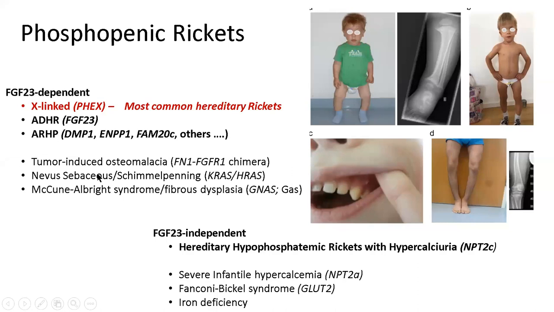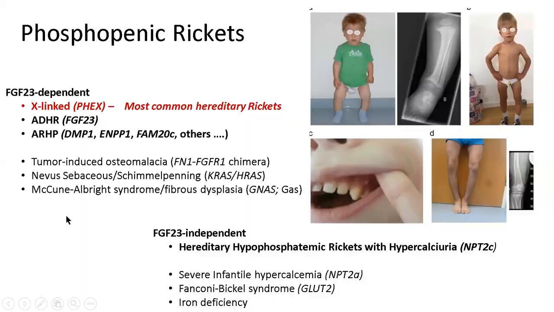Other syndromes due to increased FGF23 activity are tumor-induced osteomalacia and McCune-Albright syndrome because of GNAS activating mutations. From here, we also need to know that there are certain forms of phosphopenic rickets which are FGF23 independent. So FGF23 independent rickets are the type of rickets where FGF23 has no role and they are purely caused by the inactivating mutation of channels which are responsible for the phosphate absorption in the kidneys. We'll come to it later.